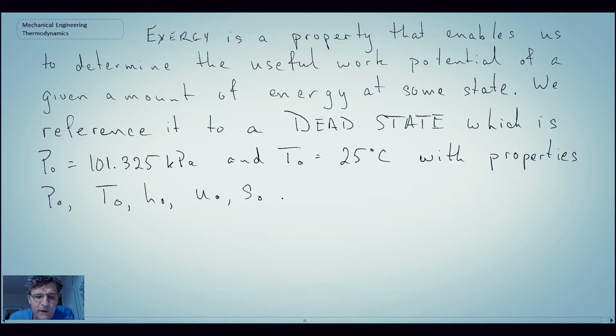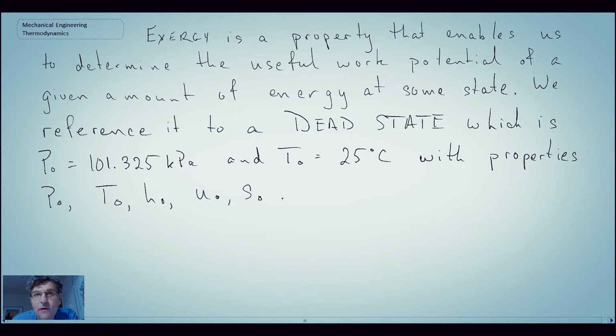So when we're performing exergy analysis or looking at exergy, first of all, exergy itself is a property that enables us to determine the amount of useful work potential that exists at a particular state with respect to some dead state. And by convention of exergy and exergy analysis, we specify this dead state to be that of 101.325 kilopascals for pressure, which is normal atmospheric pressure, and atmospheric temperature, 25 degrees Celsius.